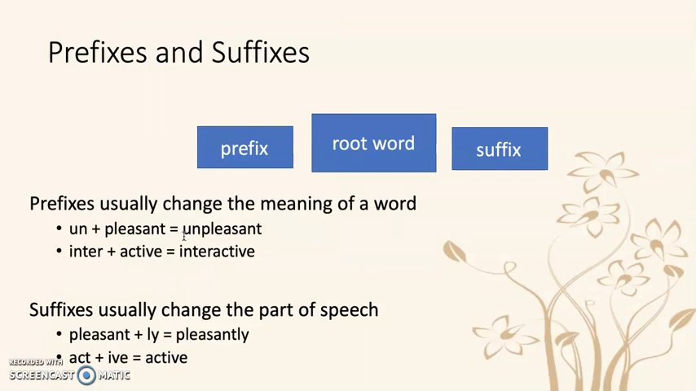Looking at prefixes and suffixes. The prefixes usually change the meaning of the word and make it more specific. So if you have un in front of pleasant, that changes it and makes it the opposite of pleasant. It becomes unpleasant. If you have inter in front of active, that changes the meaning and you get interactive.